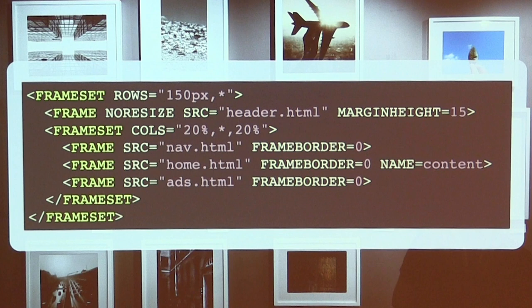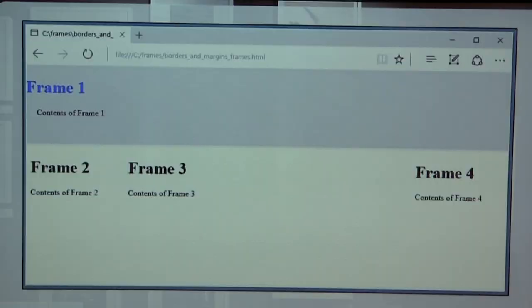So what this code is actually doing, here's a visual of it. We have a frame at the top, and then beneath it, we have three frames that are aligned in a column. So the frame at the top is fixed, the left frame, number two, is fixed on the left, and then frame number four is fixed, and then the content in between flexes to whatever amount is left in the window.